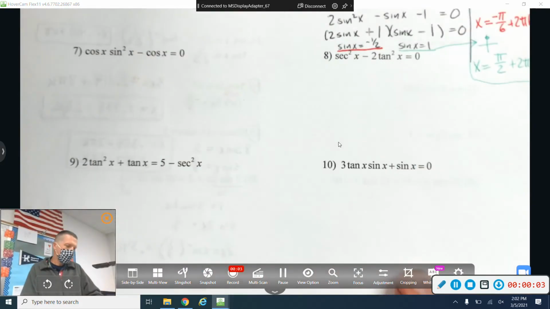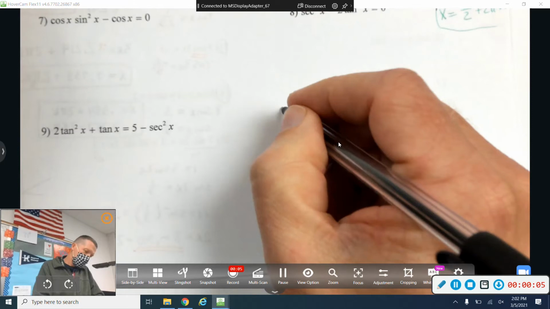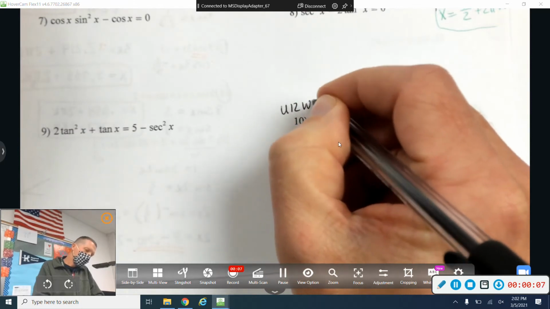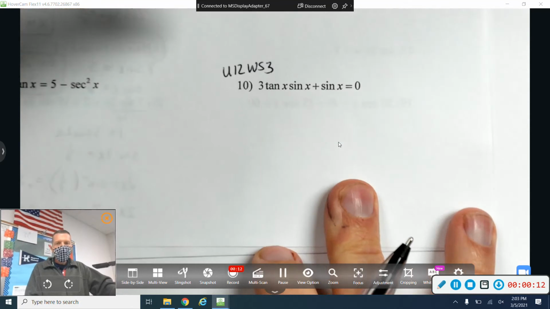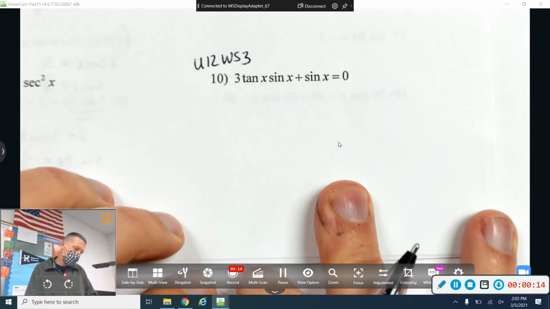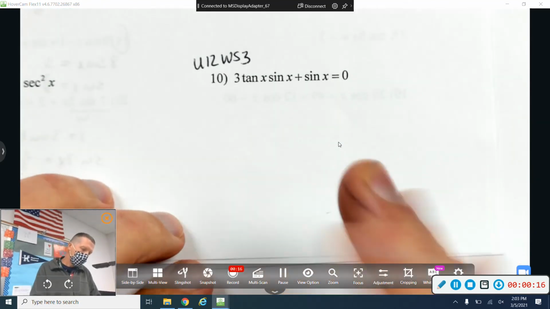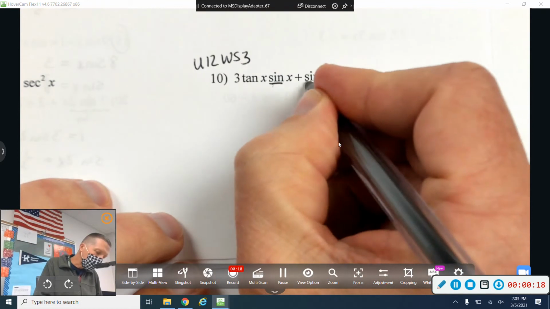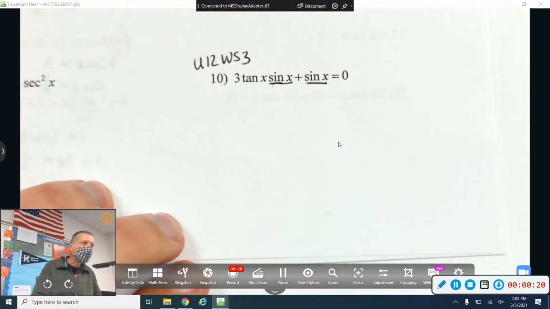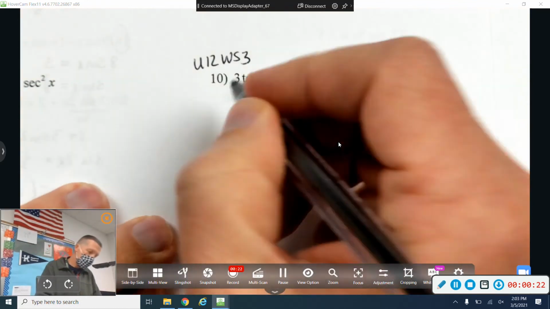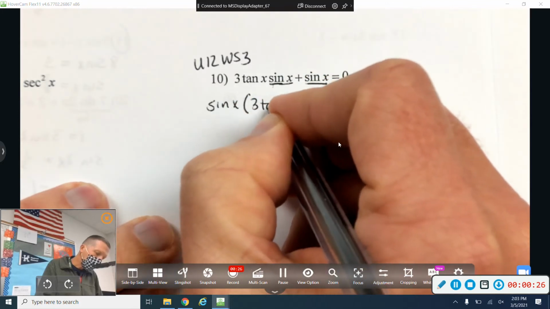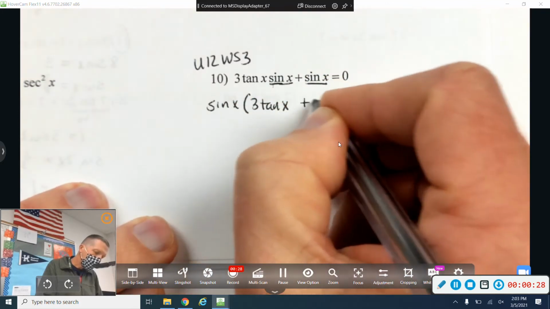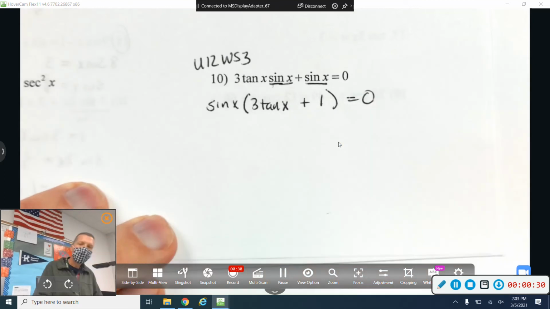Number 10 from worksheet 3, unit 12, worksheet 3. Let's see. Sines and tangents. But there's a sine in both of them. So I think I will factor out the sine. And that would leave 3 tangent x plus 1 equals 0.